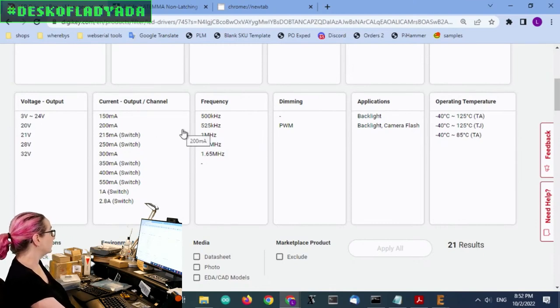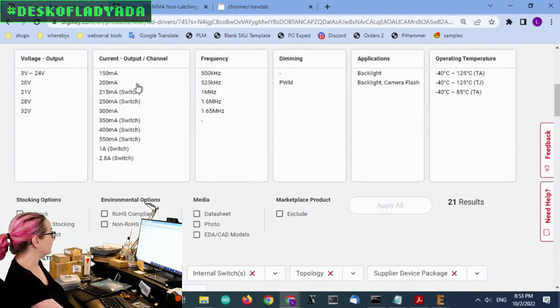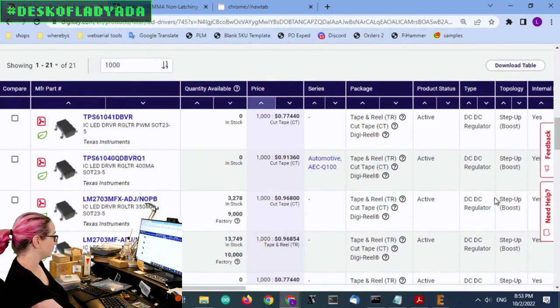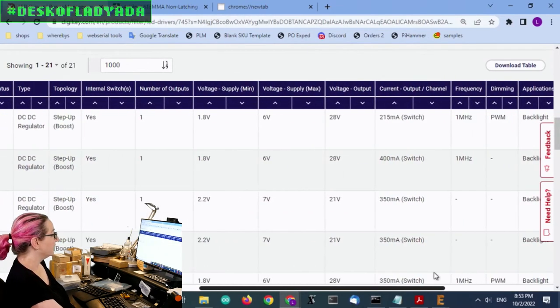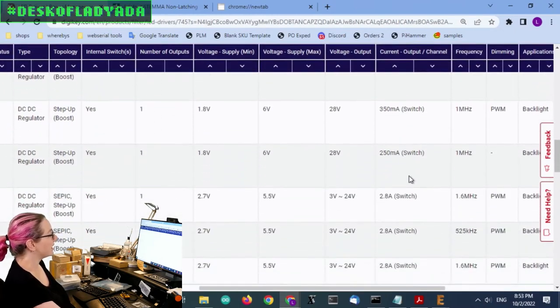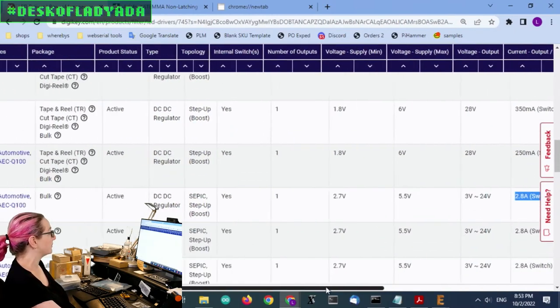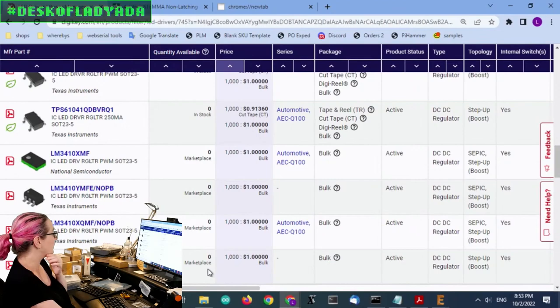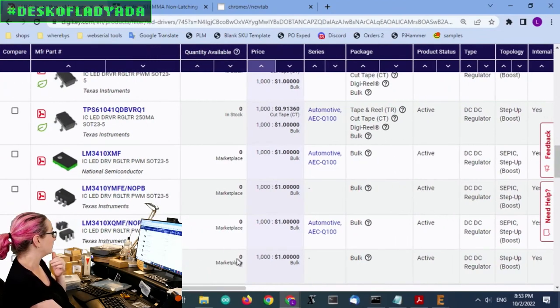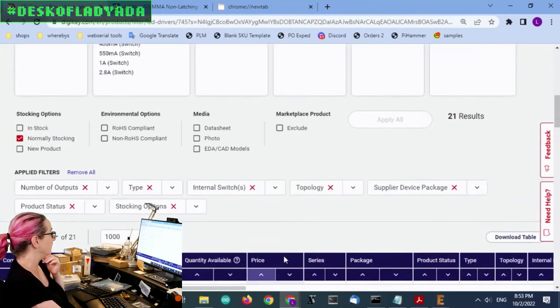The current output per channel, again, this is confusing because there's output and switch. Usually these are specced by the switch, I will say. So that said, if you look at the switch current, there is one that's 2.8 amps, and it's like, wow, that's cool. But it's out of stock. It's the LM3410. Currently not in stock, so that's a little sad. Maybe I'll actually say I only want to look at in-stock ones as well.